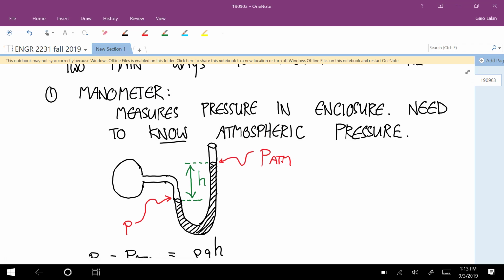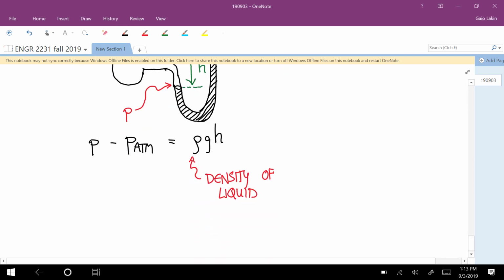Any other questions about the manometer? The other way to measure pressure is the way that you measure the atmospheric pressure. That's a barometer.